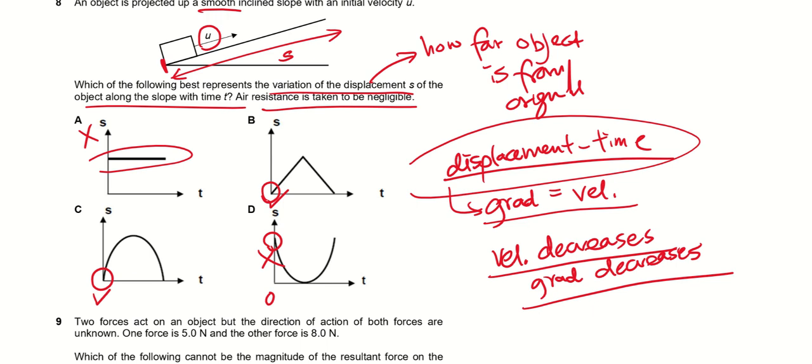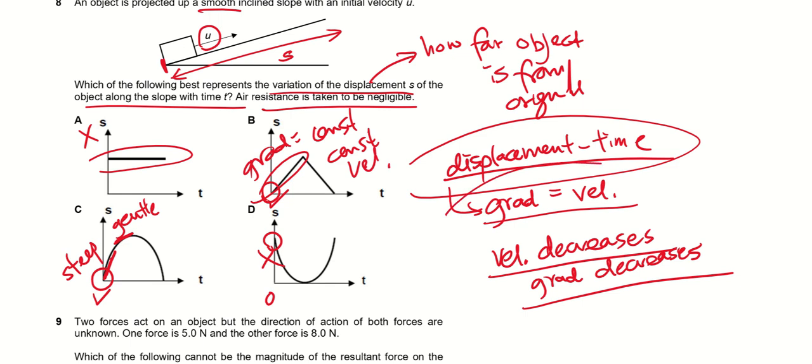So as you can see here, initially it was pretty steep, then after that, it becomes gentle. So the gradient actually decreases, right? But over here, the gradient remains constant. That means it has constant velocity, because gradient represents velocity in a displacement-time graph, and we know that the velocity will not be constant, it will slow down. Therefore, the answer will be C.